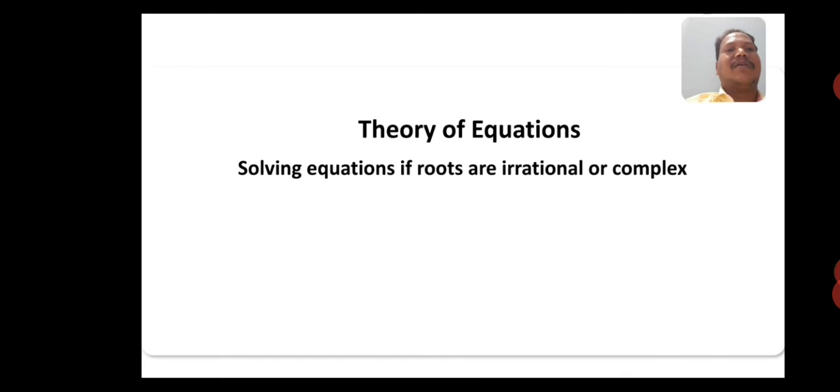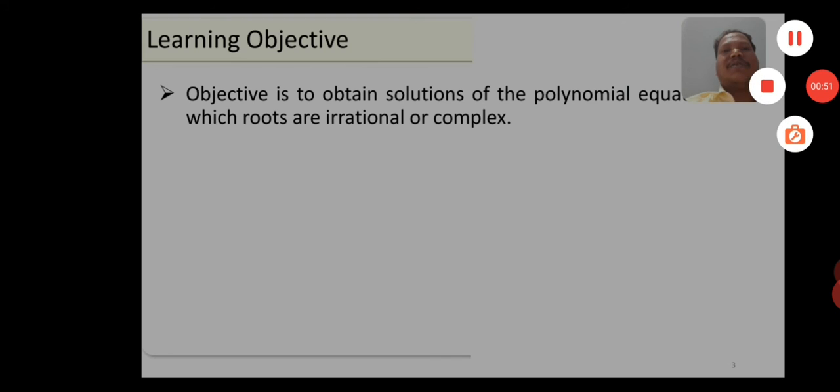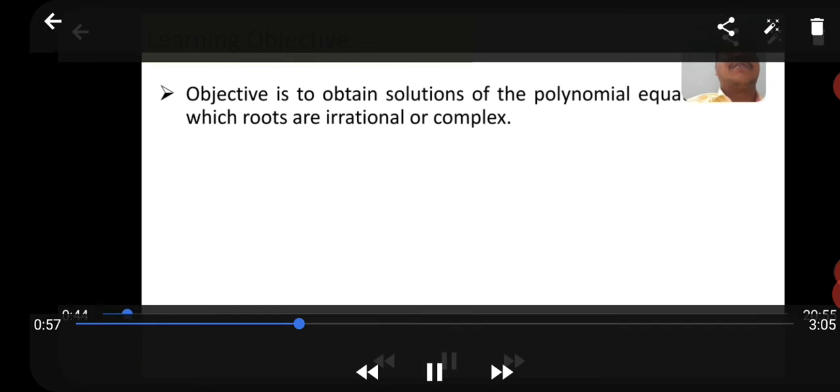So in this theory of equations, under solving equations if roots are irrational or complex. Before that, I want to expect some session to obtain solution of the polynomial equations in which roots are irrational or complex.